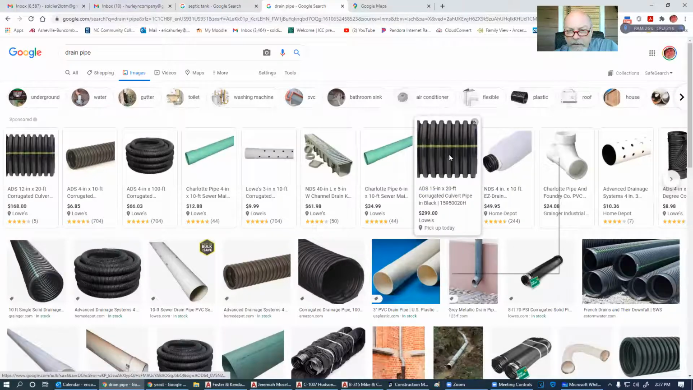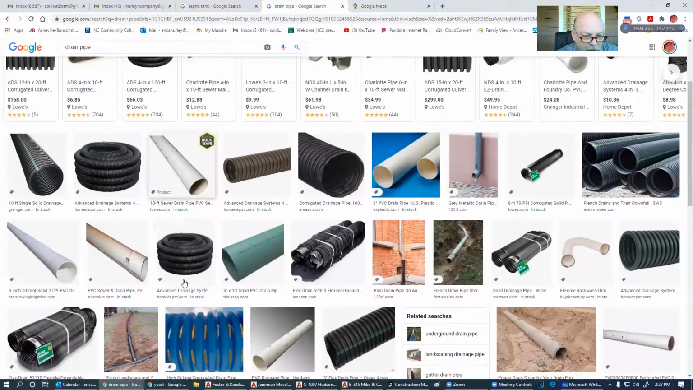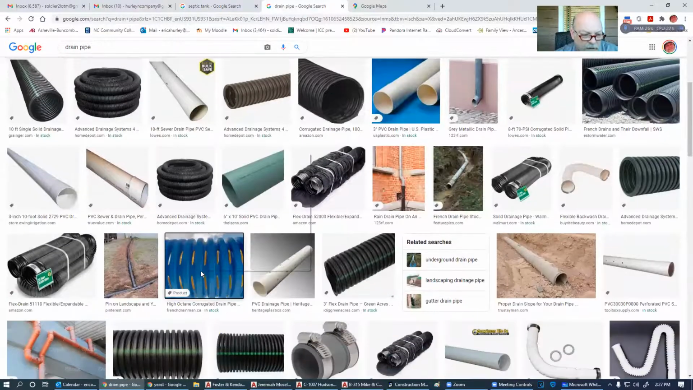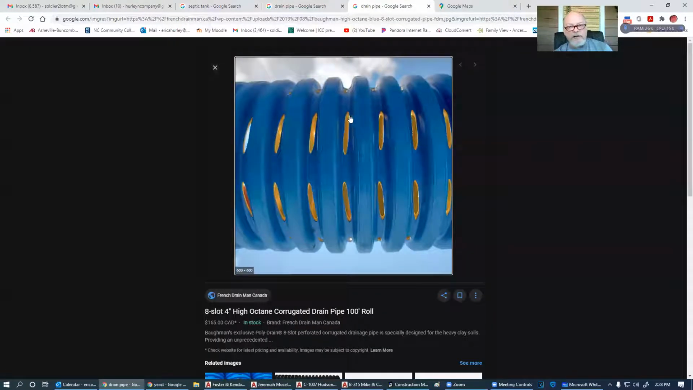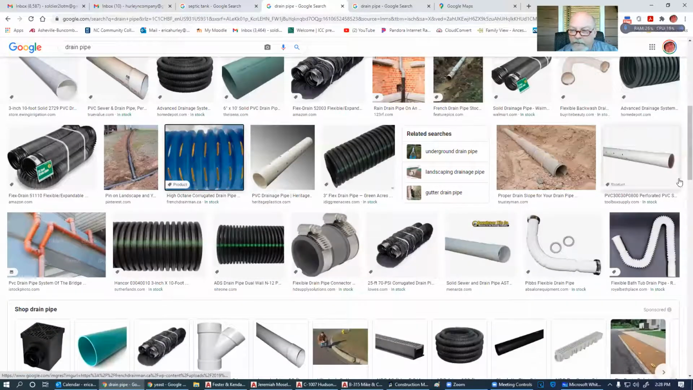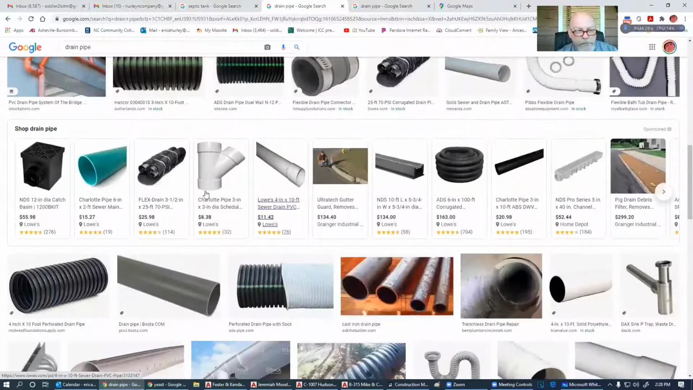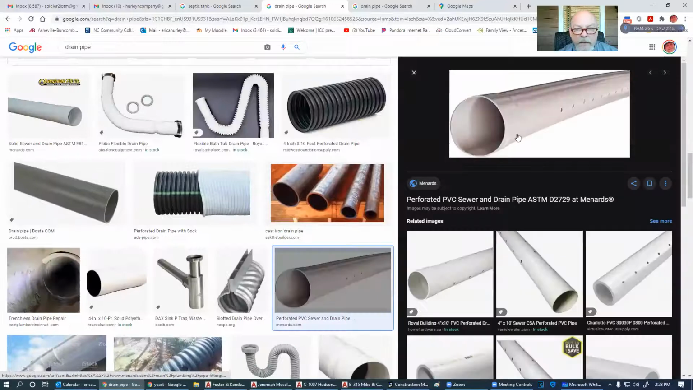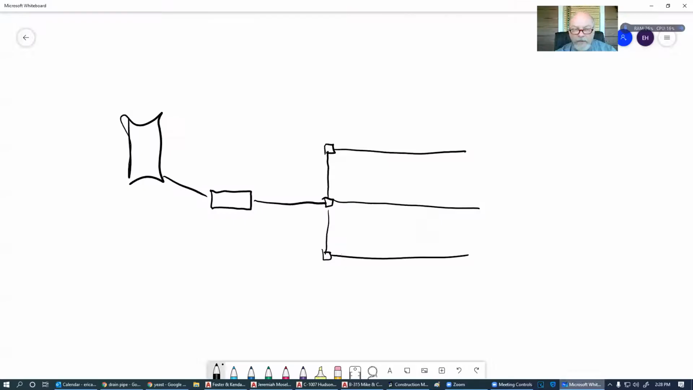Nowadays they just cut little slits into them, and these slits are all the way around, not just on one side. There's the holes only on one side. So let's think about that for a second.